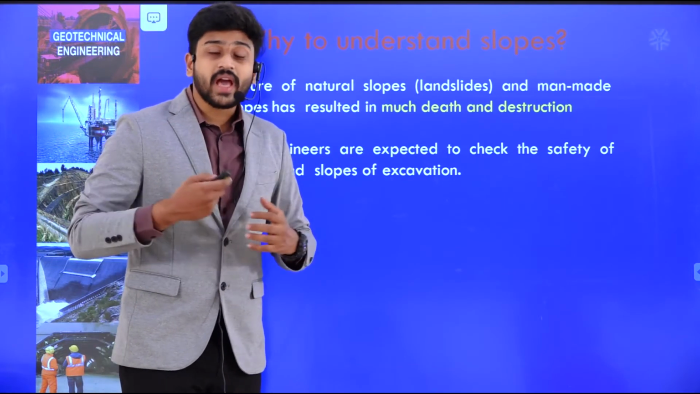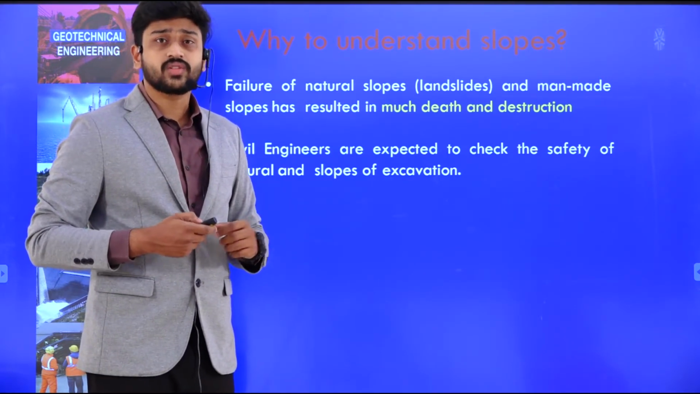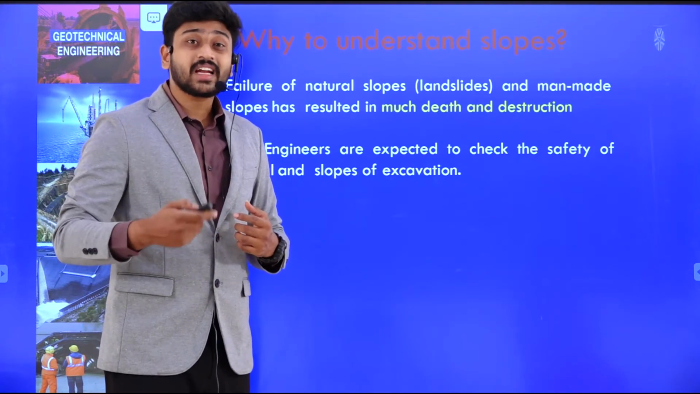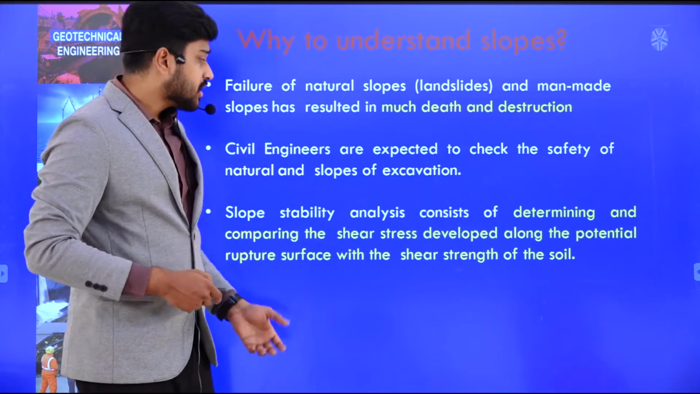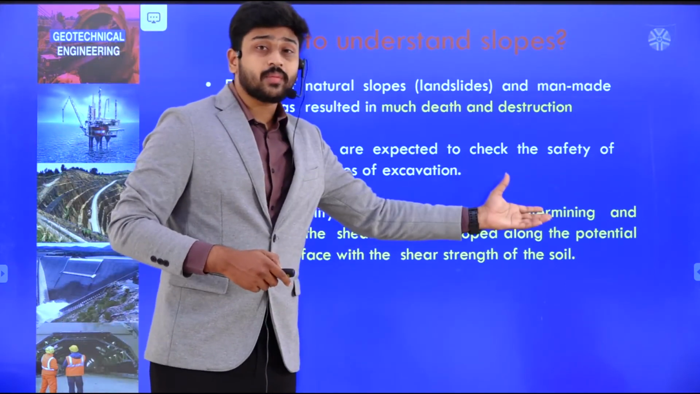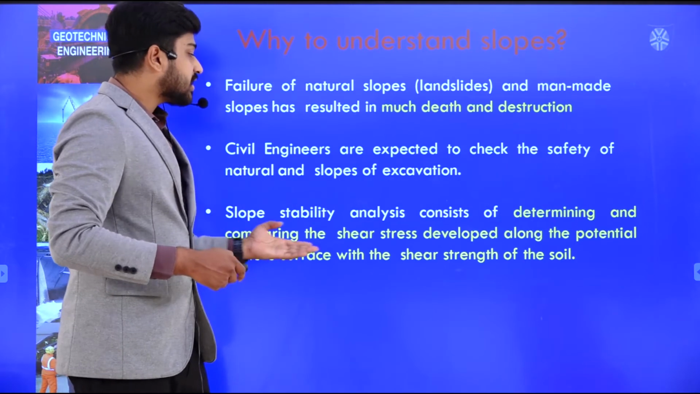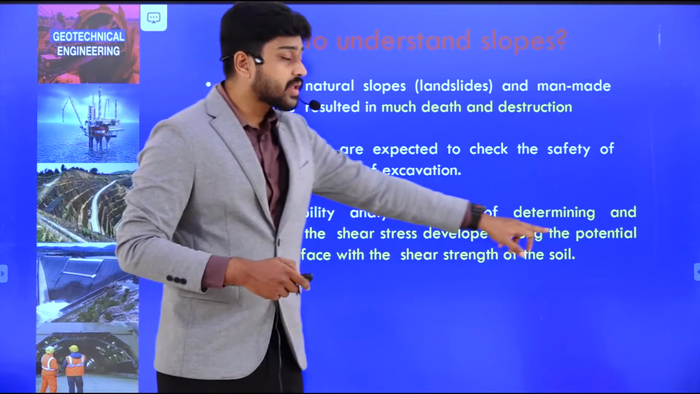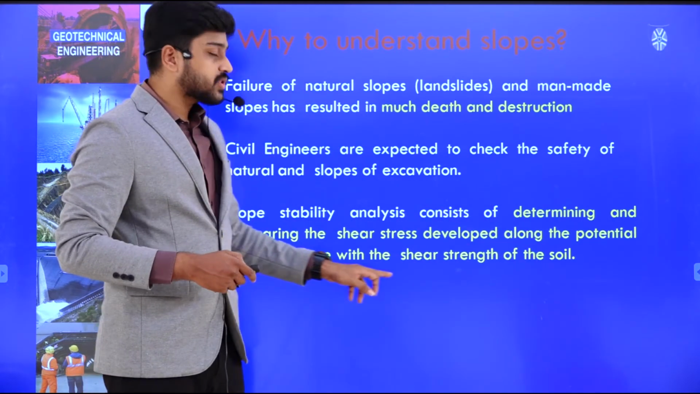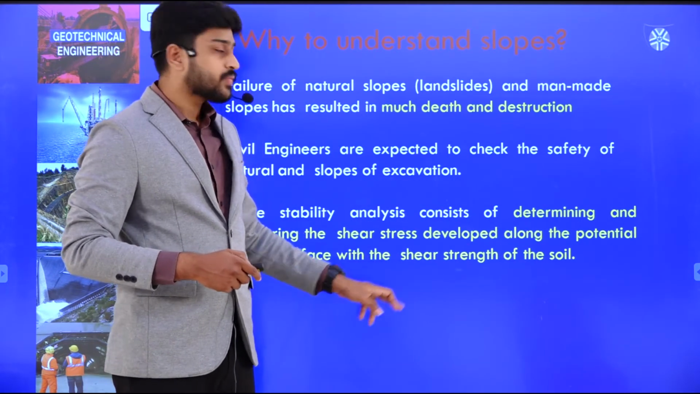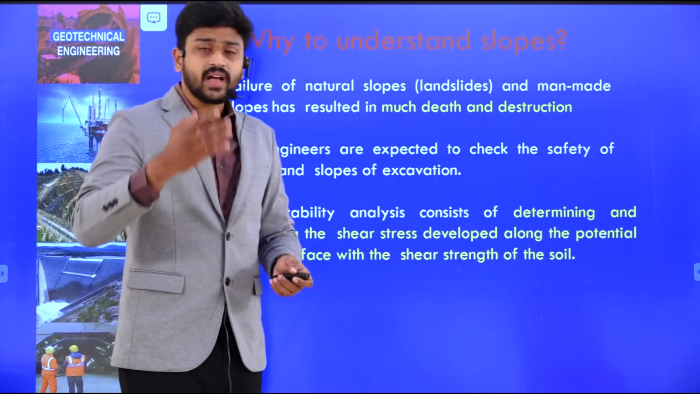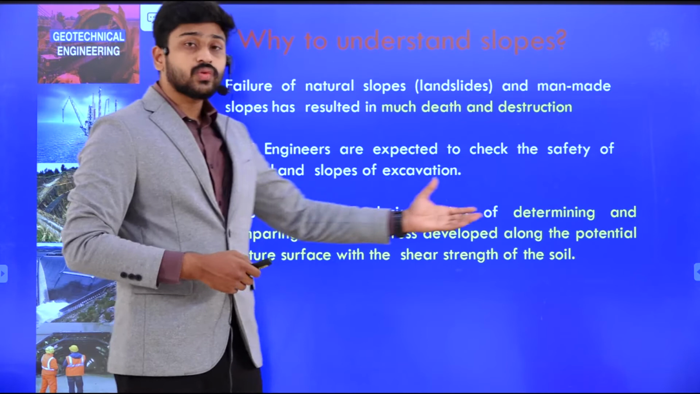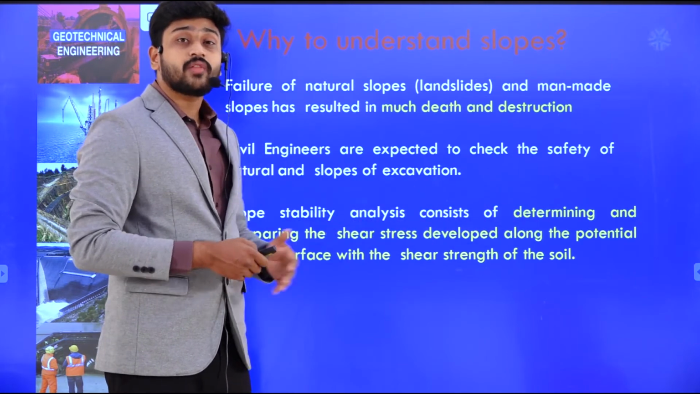For this we need to carry out certain analysis, which we call stability of slope analysis. What exactly do we do in this analysis? We determine and compare the shear stress developed along the potential rupture failure surface. Imagine there is a sloping surface; we consider the determination as well as the comparison of the shear strength.